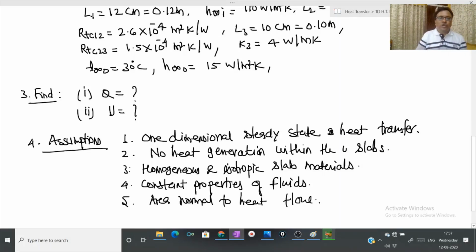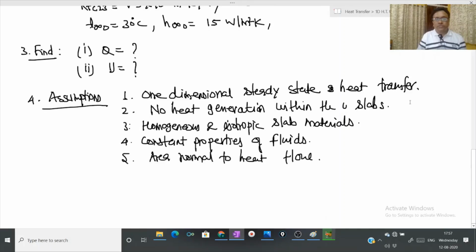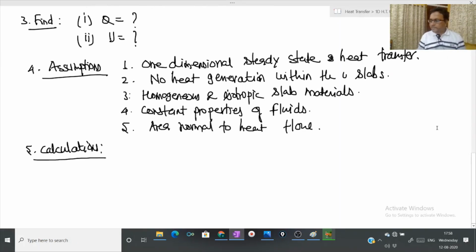Okay, all these are the important assumptions. Now let us do the detailed calculations. This is a very important problem where we need to take the effect of thermal contact resistance on the heat transfer rate.